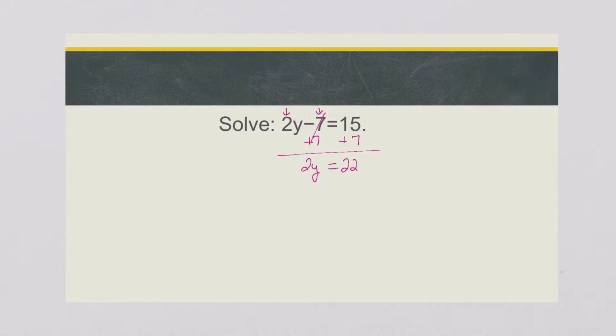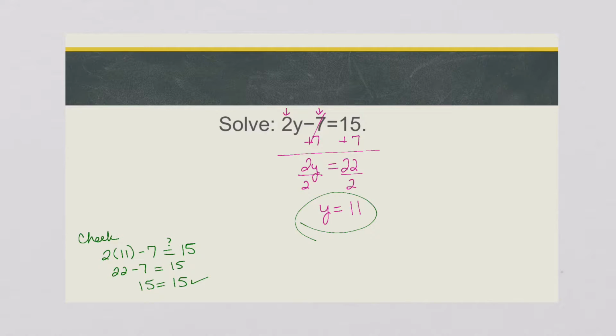Now, what do you have to do to solve this? 2 times y equals 22. How do you undo multiplication? You undo multiplication with division. Divide both sides by 2. So y is equal to 11. And now you can check your work. So I want 2 times 11 minus 7, and I want to know, does that equal 15? 2 times 11 is 22. 22 minus 7 is 15. So I know that this is my correct answer.